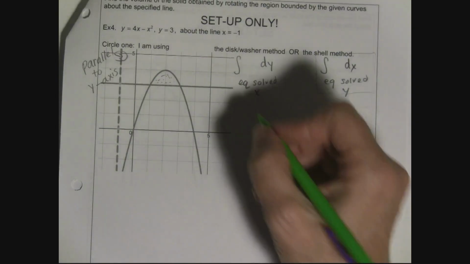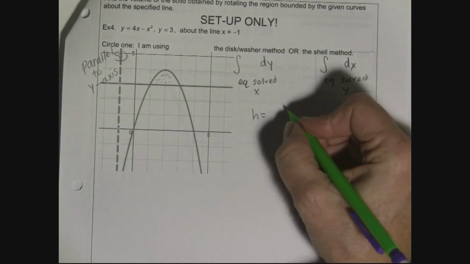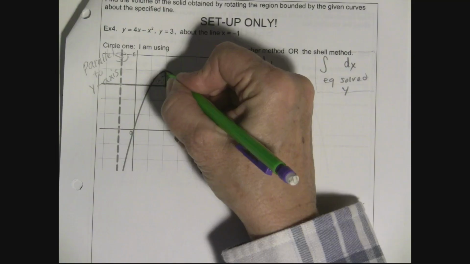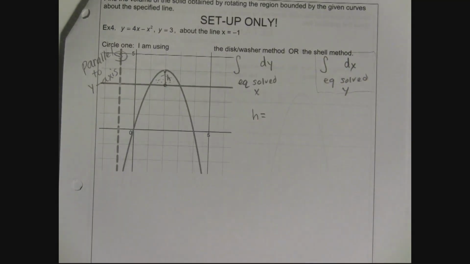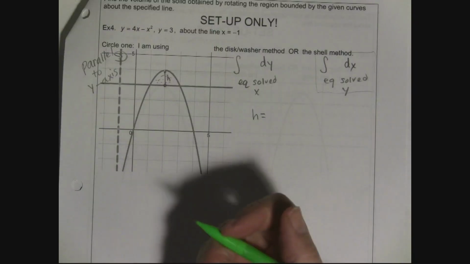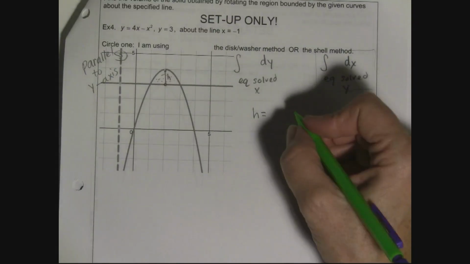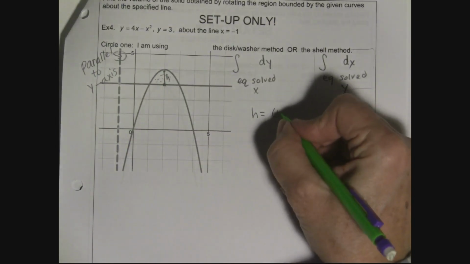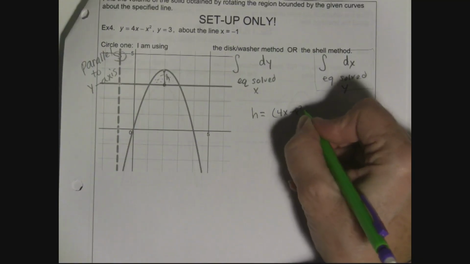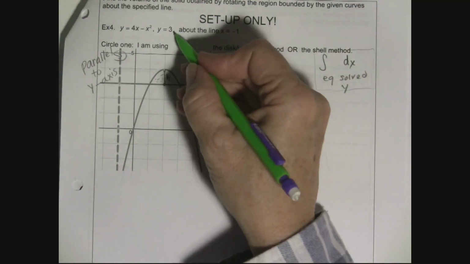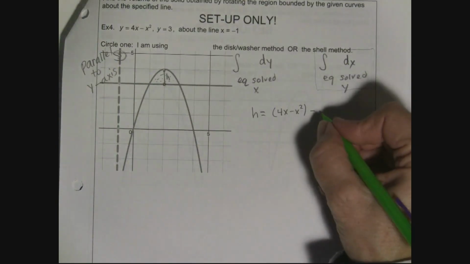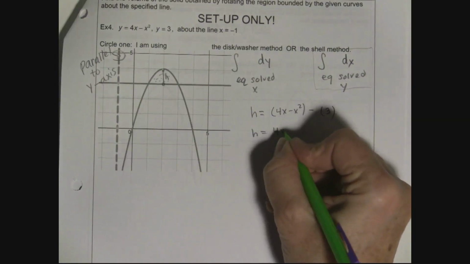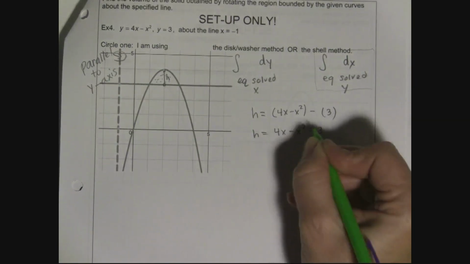It's not tricky on h, because remember, h goes parallel to the axis of rotation, so I'm drawing h on there. There's h, and h is top curve minus bottom curve. My top curve is that parabola, which is 4x minus x squared, minus my bottom curve, y equals 3. So h is equal to 4x minus x squared minus 3.